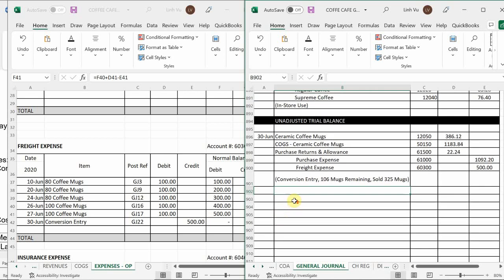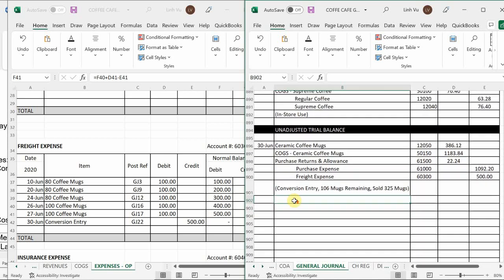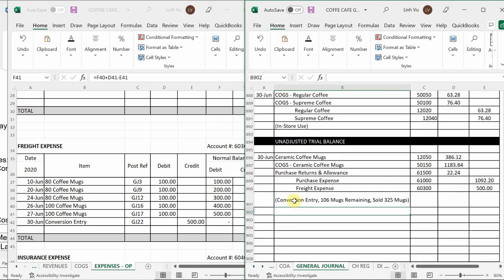conversion entry. So does this have to deal with any vendor? No. Right? This is an internal one, right? We're adjusting our internal inventory. It has nothing to do with our vendors. So in this case, we're done here.